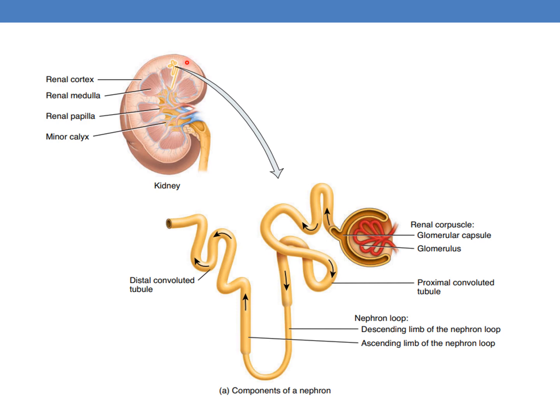Here you can see this is the nephron, and the components of the nephron are the renal corpuscle. This is the proximal convoluted tubule, and this is the distal convoluted tubule, and this is the nephron loop or loop of Henle. This is the descending limb of the nephron loop and this is the ascending limb of the nephron loop. This is the renal cortex and this is the renal medulla. These are the renal papillae and these are the minor calyces.